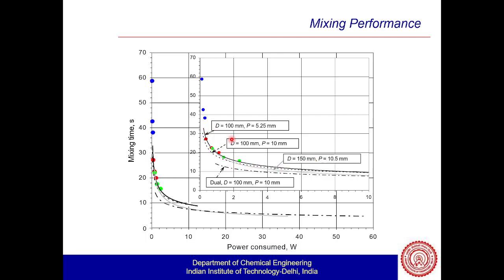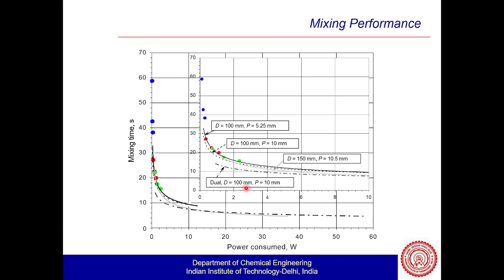A solid line is giving you D equal to 100 mm and P equal to 5.25. This dotted line is giving you D equal to 100 mm and P equal to 10 mm. And this gray solid line is giving you D equal to 150 mm and P equal to 10.5 mm. And this gray dot-dash line gives you this configuration.